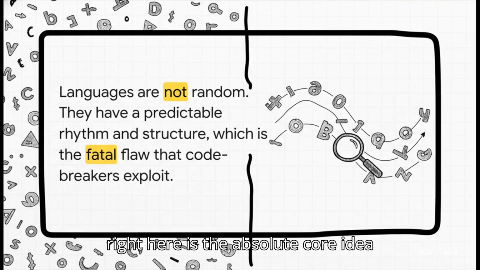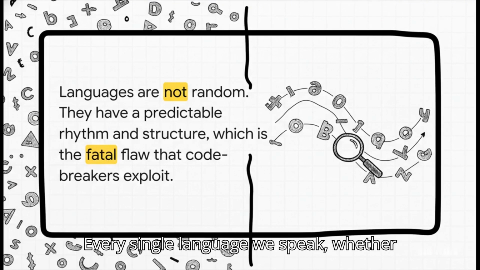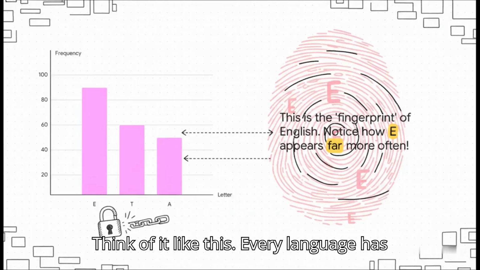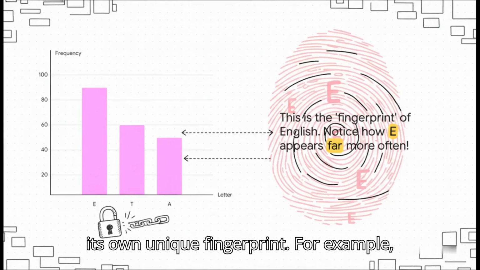And this, right here, is the absolute core idea that makes the whole thing possible. Languages are not random. Not at all. Every single language we speak, whether it's English or Spanish or French, follows these predictable patterns. And that structure, that's the fatal flaw. Think of it like this. Every language has its own unique fingerprint.